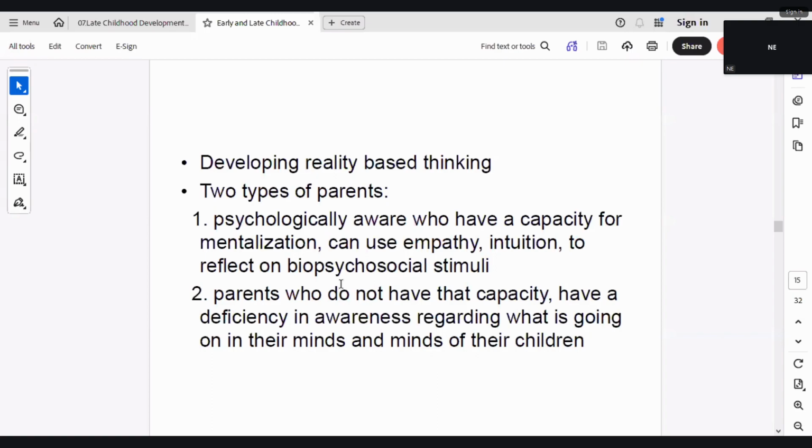And so part of it was getting the proper medical attention, making sure that this child had frequent snacks so that they don't have drops in their blood sugar. That was how we managed it versus giving them time out, or punishing them, or making them feel bad about themselves. So it's really important to understand this biopsychosocial environment. And then you have parents who don't have that capacity, and they have a deficiency in awareness regarding what's going on in their minds and the minds of their children.